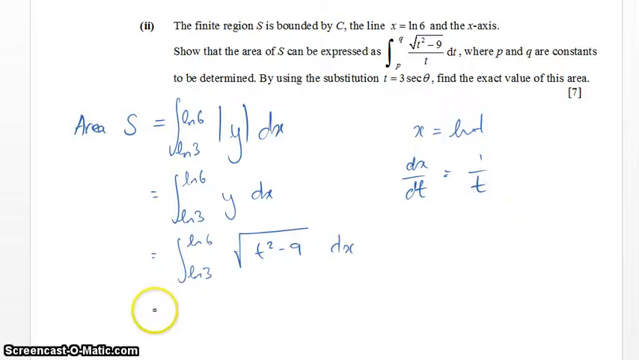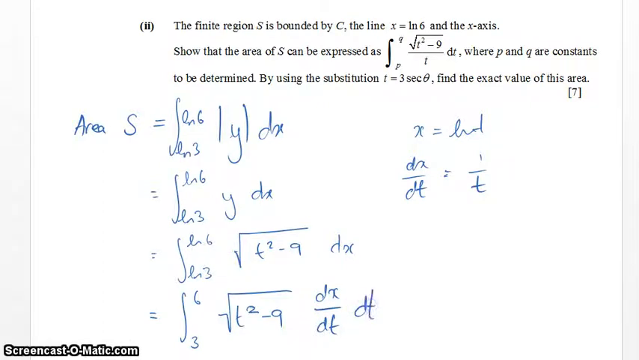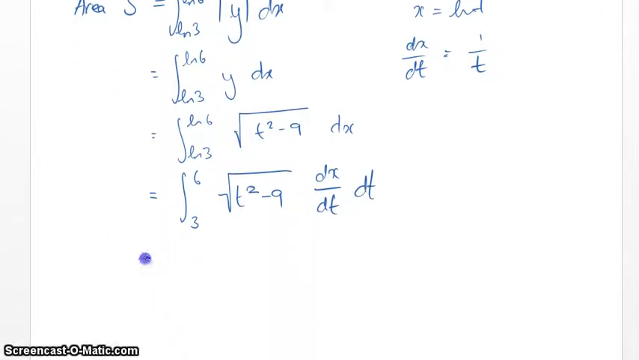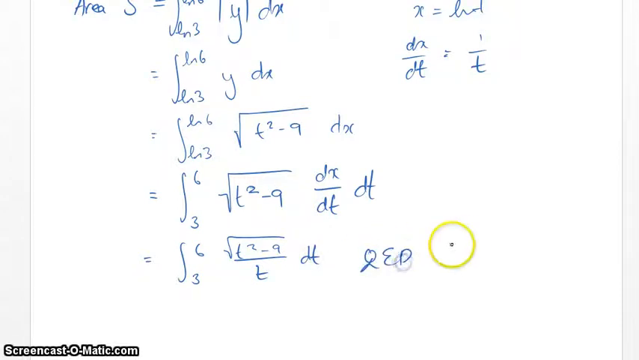doing integration by substitution. That also means that instead of going from x equals ln 3 to x equals ln 6, we're now going from t equals 3 to t equals 6. Square root of t squared minus 9 times dx/dt dt. And when we simplify that, this is the integral from 3 to 6 of the square root of t squared minus 9 over t dt. So that's what we tried to show, and that also means that p is 3 and q is 6.